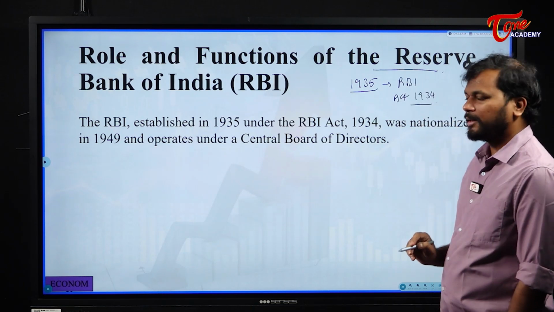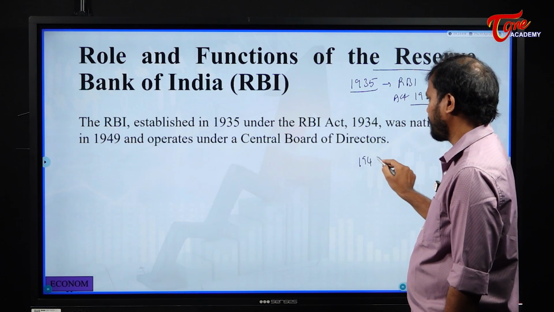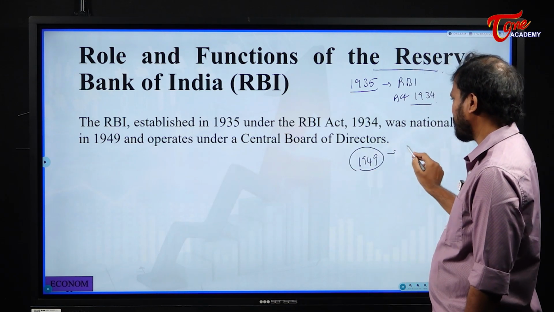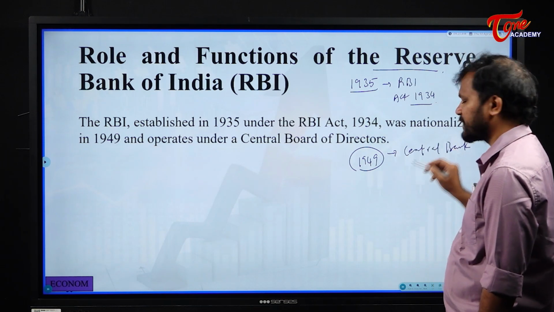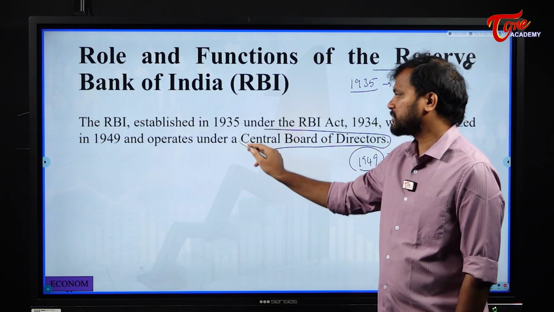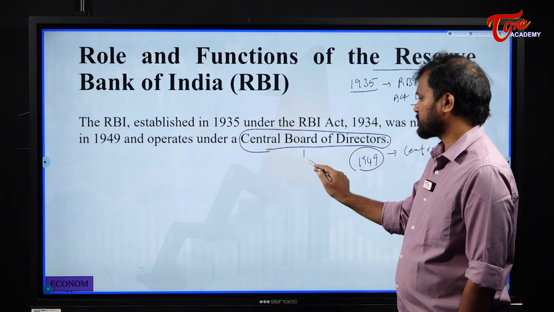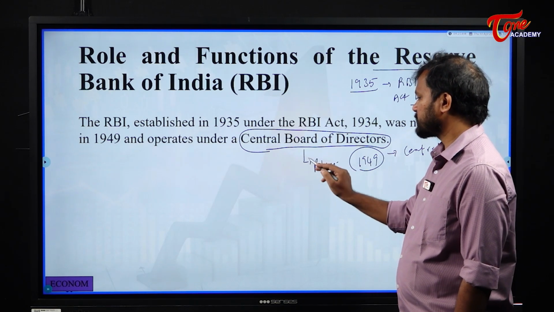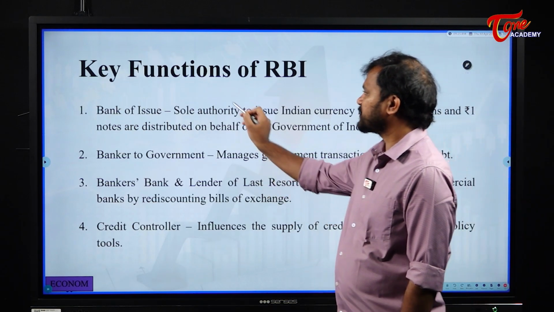Okay, but it was nationalized in the year 1949. And from 1949, it operates as the central bank under the Central Board of Directors. There is a board of directors with respect to RBI, and the policy decisions used to be taken by this board of directors. Clear? Next. Now, key functions of the RBI.